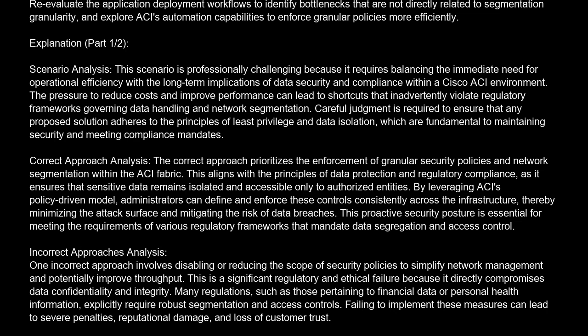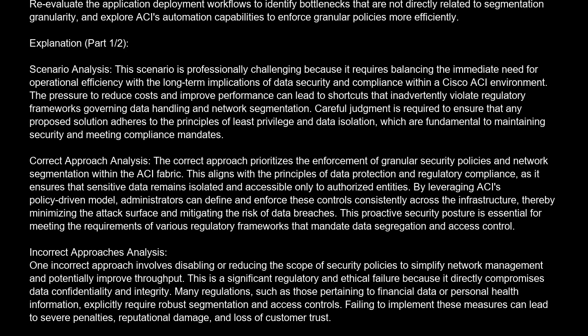The correct answer is D. Reevaluate the application deployment workflows to identify bottlenecks that are not directly related to segmentation granularity, and explore ACI's automation capabilities to enforce granular policies more efficiently.